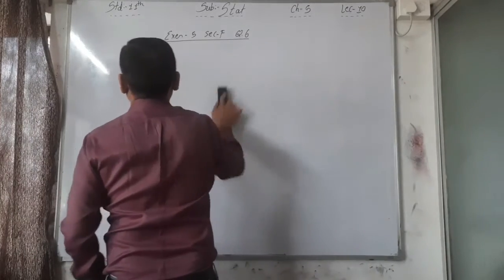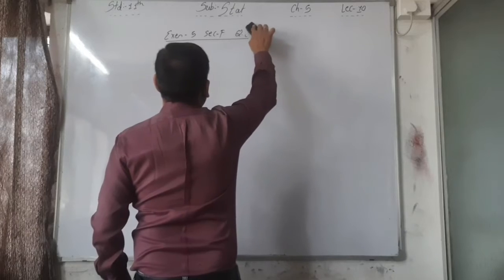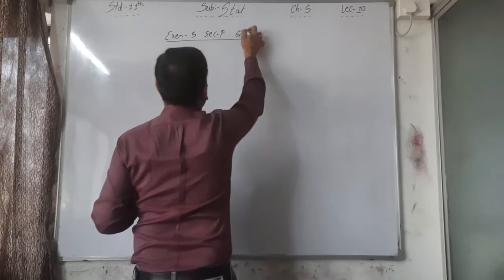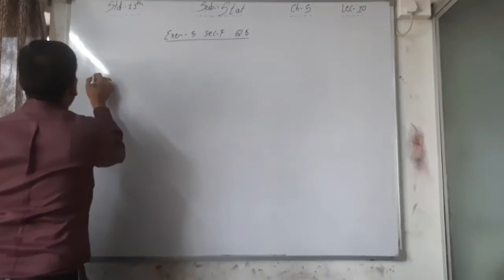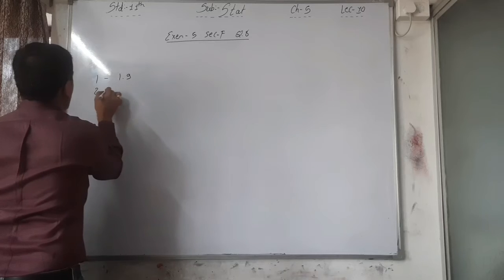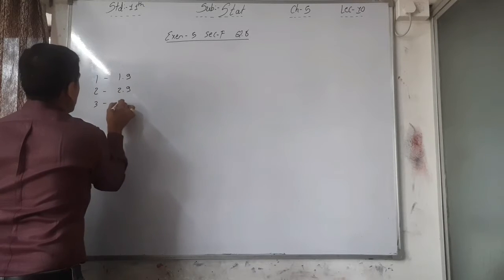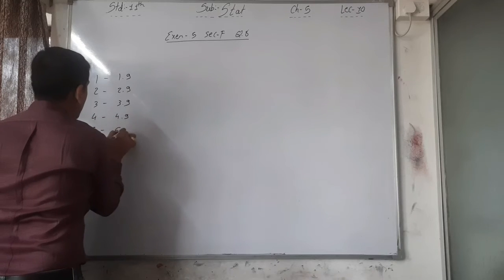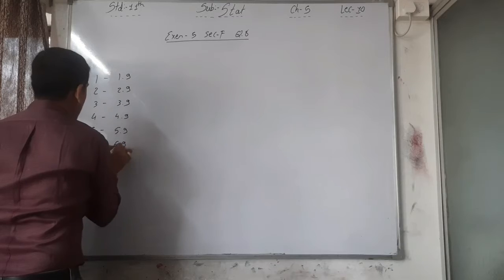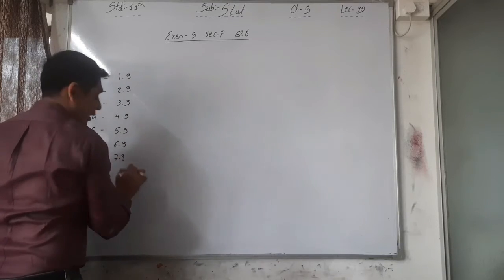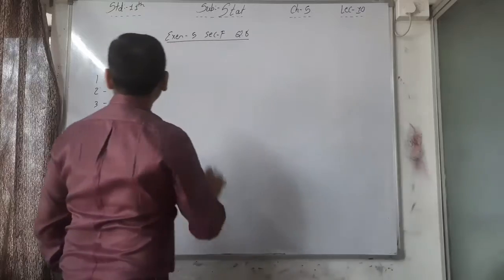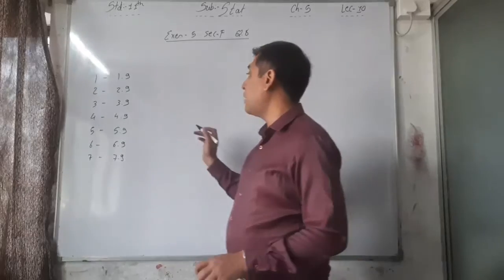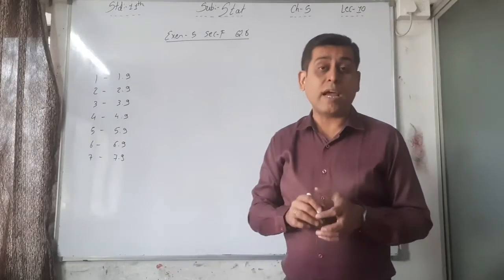See which type of data is given first of all. Inclusive type of data or exclusive type of data? It's inclusive type of data. The question I am writing here: 1 to 1.9, 2 to 2.9, 3 to 3.9, 4 to 4.9, 5 to 5.9, 6 to 6.9, 7 to 7.9. Right? And the frequency is given. Okay, so what is the main thing here? The class is inclusive type, right?